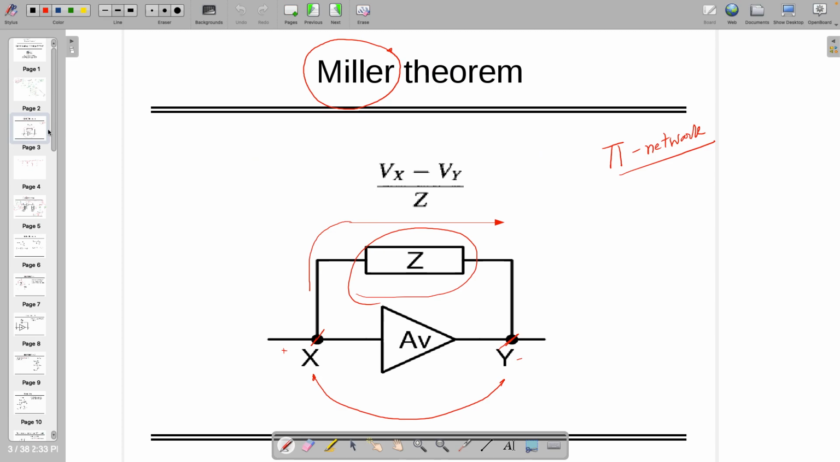Okay. Now let's go this way. Somebody can reiterate the Miller theorem. Let's go this way. Pragya, can you tell me what Miller theorem is in your language? No problem. What did you understand?